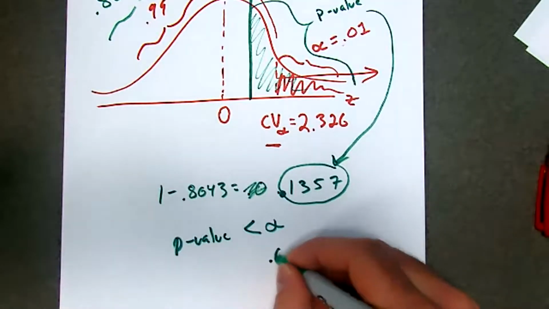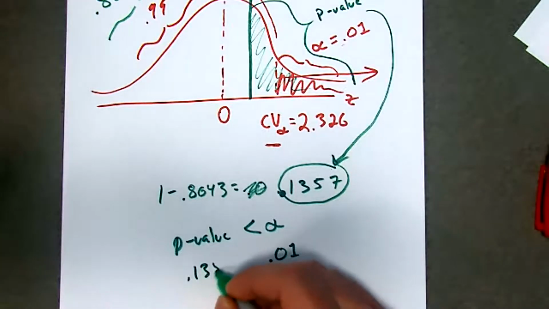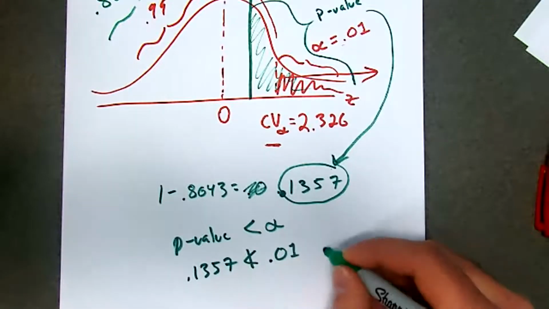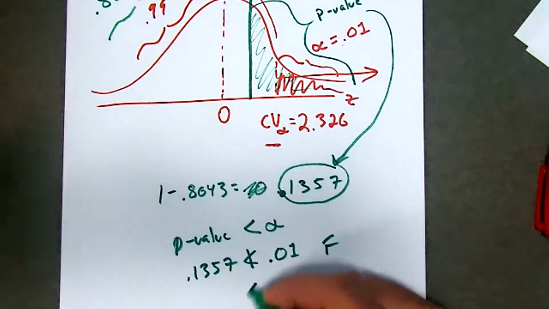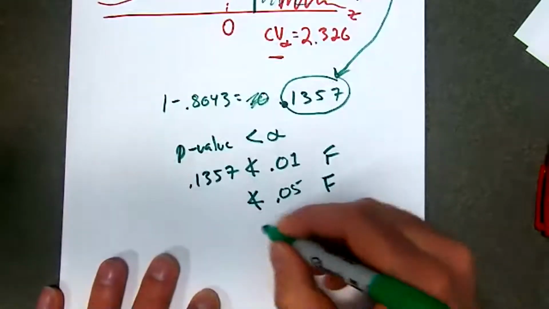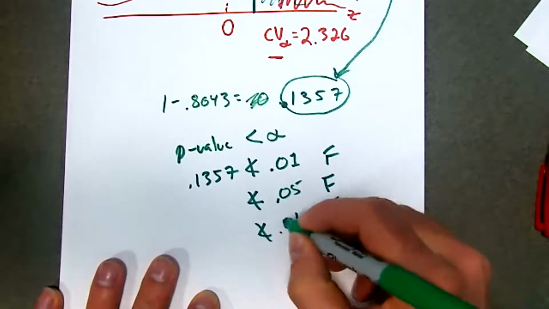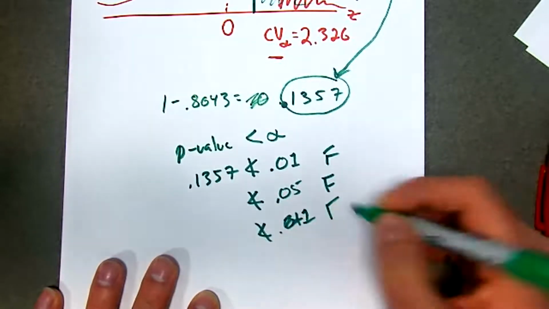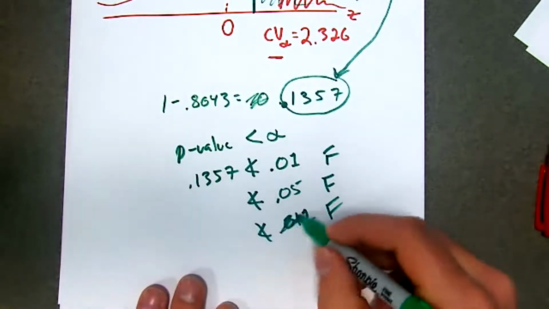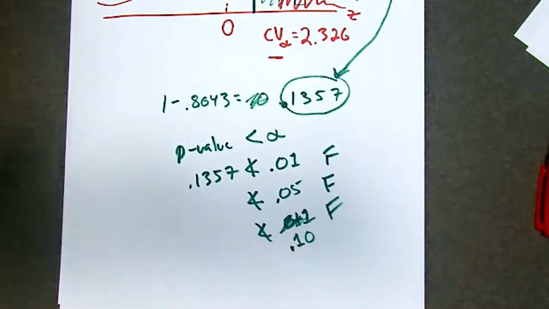Well, here I believe the alpha we had was 0.01. So is 0.1357 less than 0.01? No, so I fail to reject. Is it less than 0.05? No, so I fail to reject. Is it less than 0.1? Not quite, so I fail to reject. Sorry, this is 0.10 if you're writing that in. Okay.